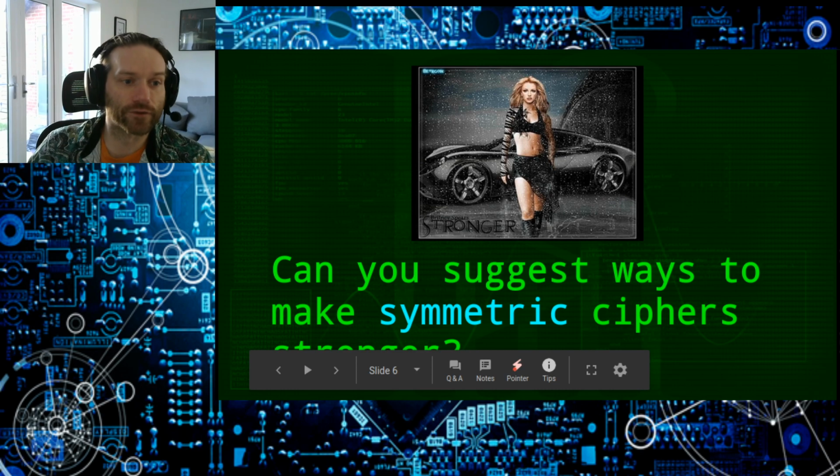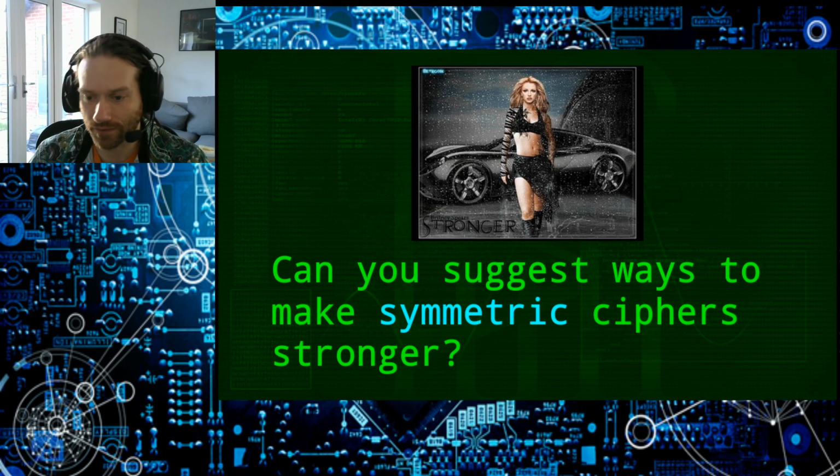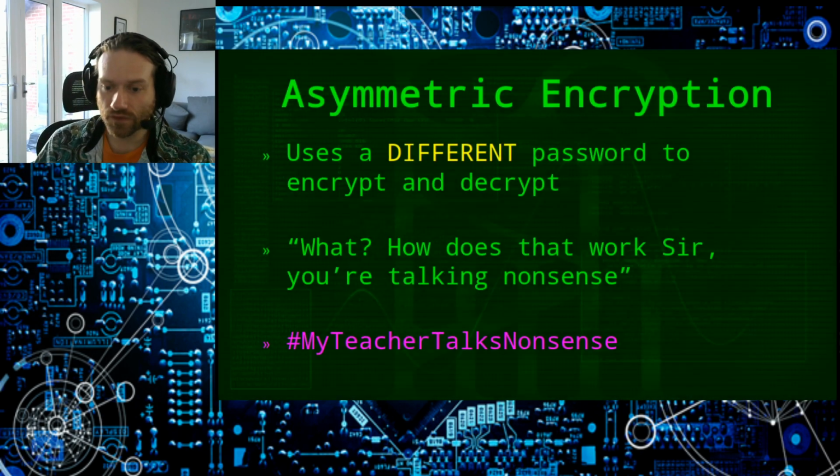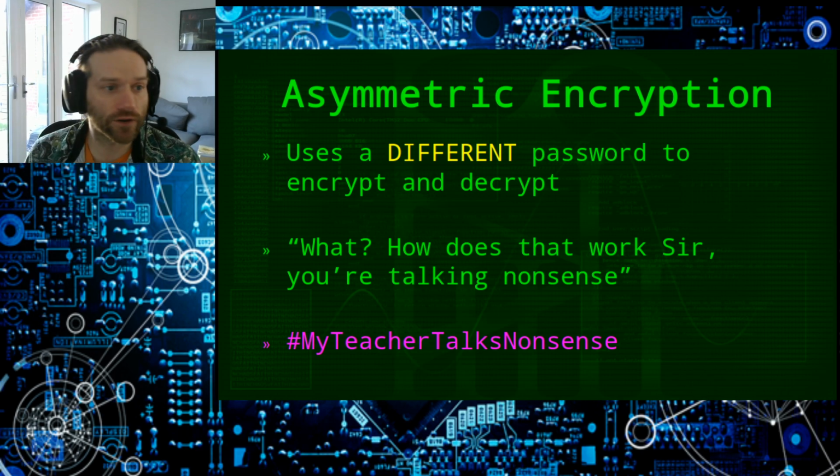We've got to move on from symmetric ciphers and have a look at sort of like the next level up, which is a lot more secure. Okay. So here is the thing, right? Asymmetric encryption. It uses a different password to encrypt it compared to the password it uses to decrypt it. So we effectively have two different passwords.